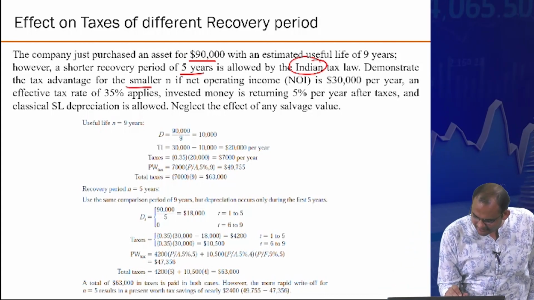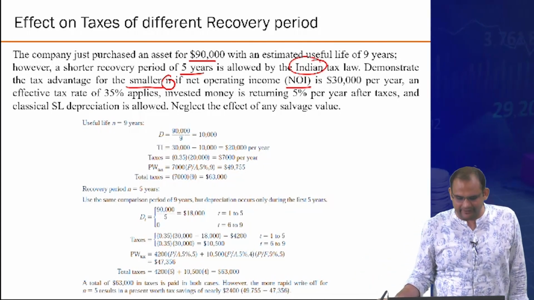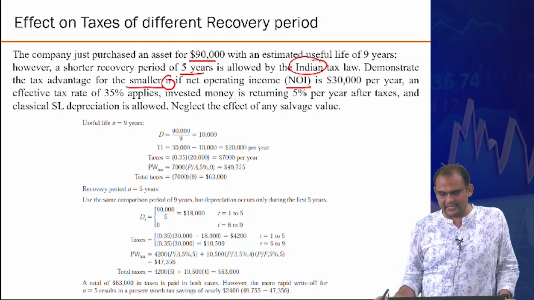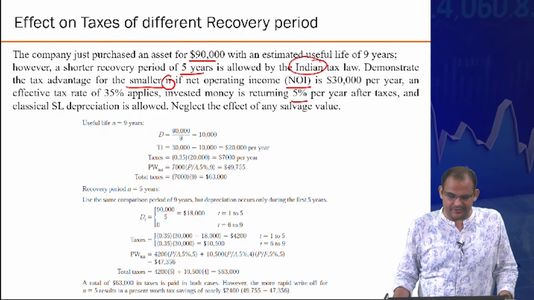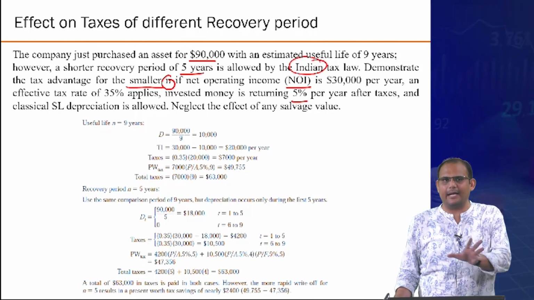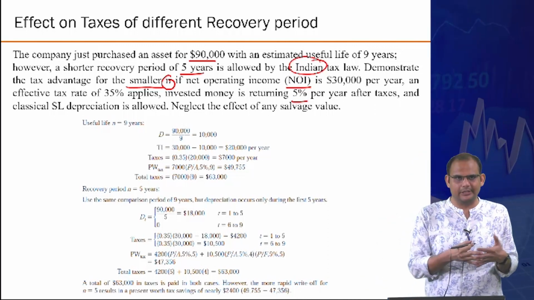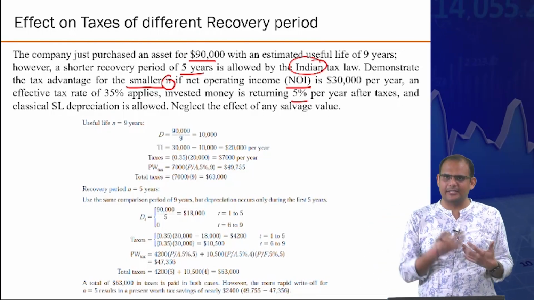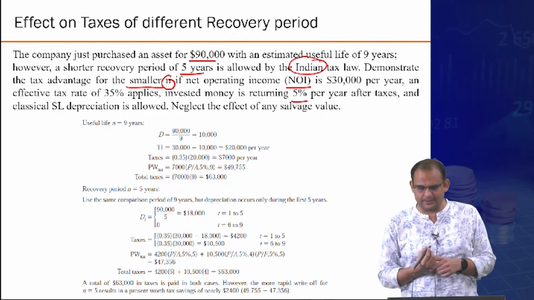Demonstrate the tax advantage of the smaller n if net operating income is $30,000 per year, an effective tax rate of 35% applies, and invested money is returning 5% per year after taxes. The classical straight line depreciation is allowed. Neglect any effect of salvage value. So what I'm trying to say is, you need to estimate, if I make this life shorter, is it a tax advantage? From 9 years to 5 years, keeping everything else the same, is it a tax advantage or not? That's what we are trying to do in this particular problem.